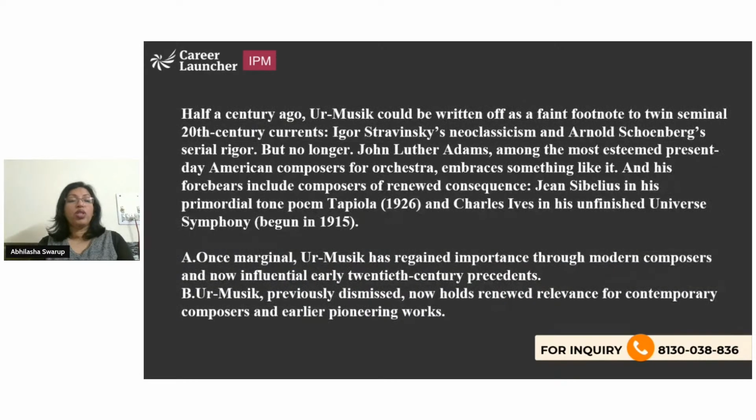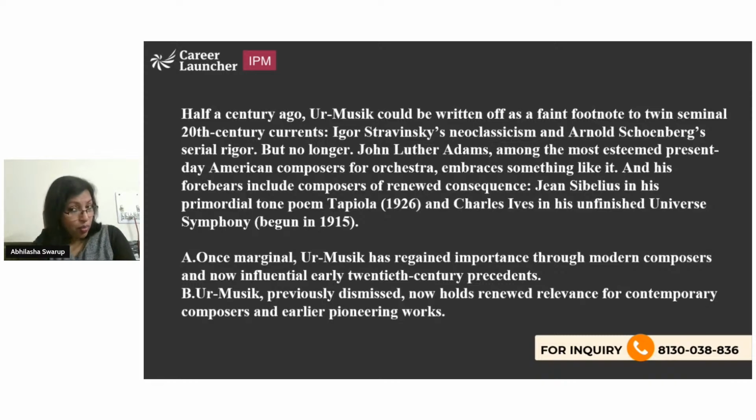All right, I'm going to take you to the second question. Now, this one you will read and solve by yourself. Okay, I'm going to take you through the passage, but the options you will have to find, what is the correct answer for me. Half a century ago, Ur music could be written off as a faint footnote to twin seminal 20th century currents. So, Ur music was not really important 50 years ago. Why? Because Igor Stravinsky was bringing in neoclassicism and Arnold Schoenberg was bringing rigor, but no longer. So now you are not writing off Ur music.